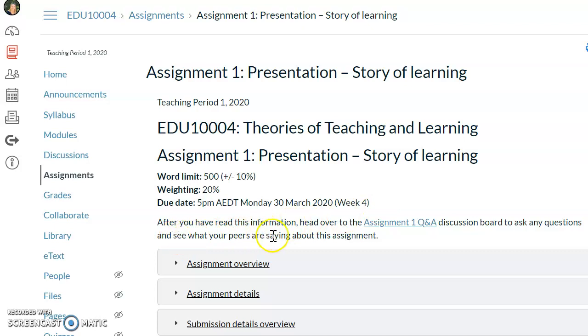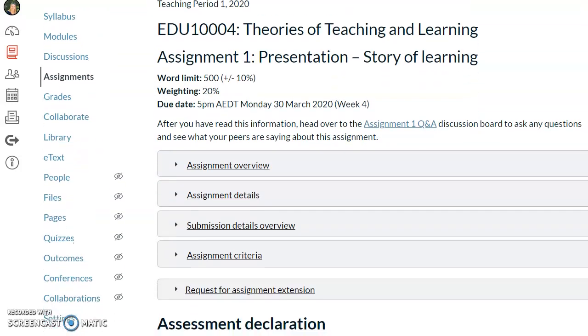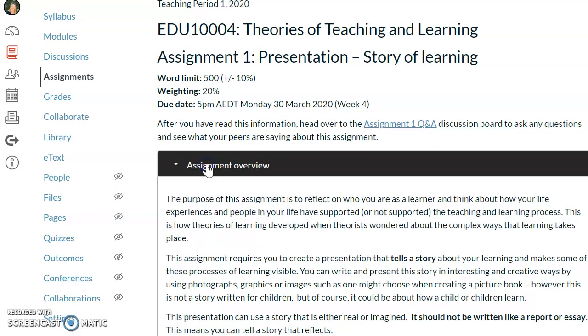Okay, it says here, after you've read this information, head over to our assignment 1 Q&A discussion board to ask any questions. So when you click on that link there, it will take you to your learning group with your ELA, and that's a great place to share any questions or queries that you have with your team. Okay, let's take a look at our assignment overview together.